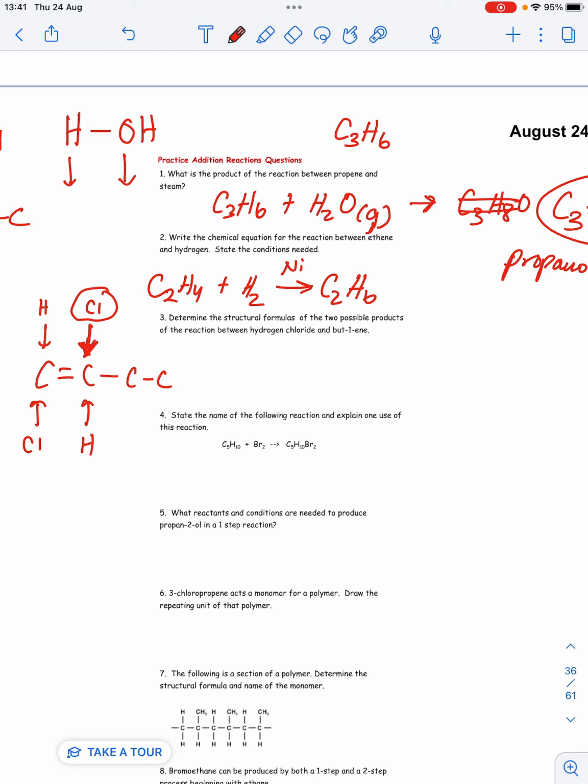So you're either going to make 2-chlorobutane. Notice it's no longer butene because when we add them, we get rid of that double bond. Or you can make 1-chlorobutane.